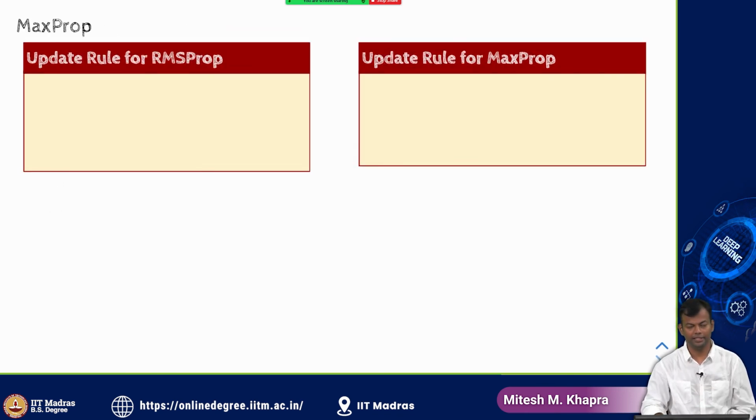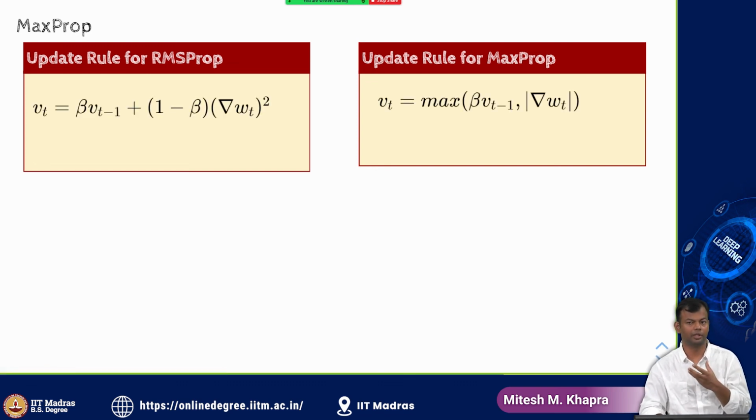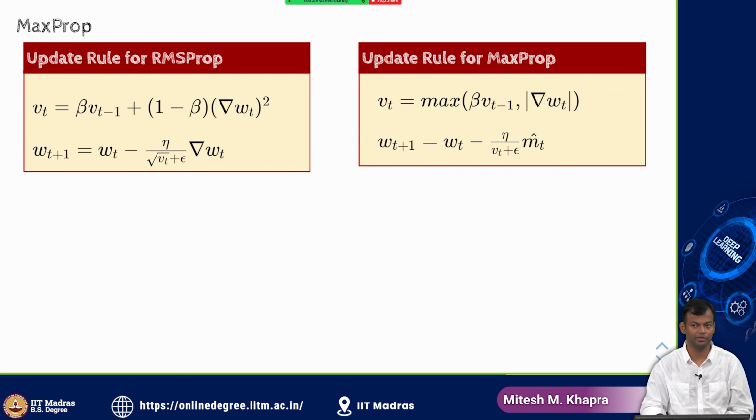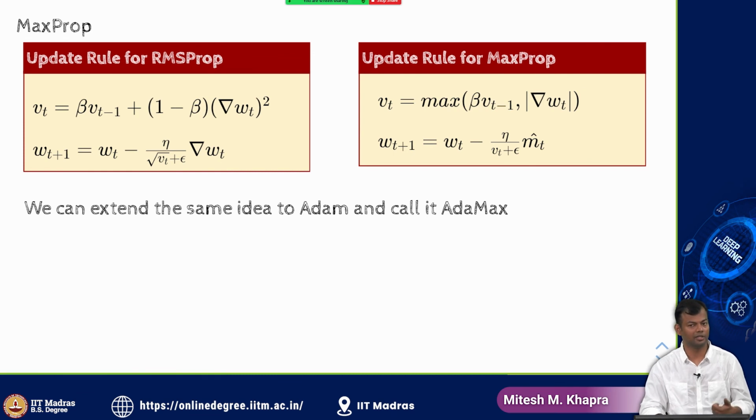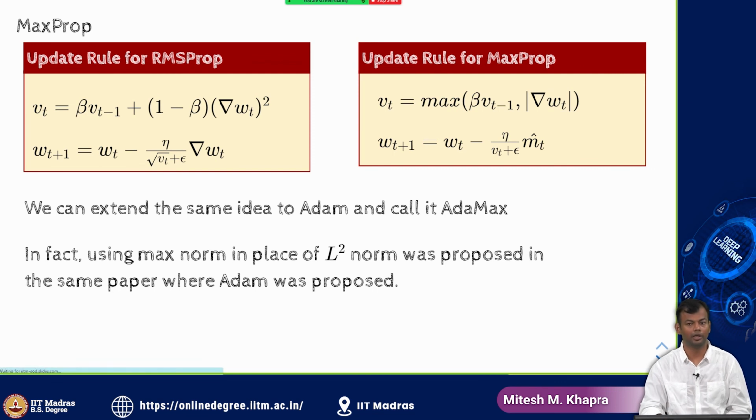Okay, so that brings us to the update rule of this MaxProp, which is the version of RMSProp using the max norm for VT as opposed to the L2 norm, and that's it, right? So this is as simple as it gets. You just replace the L2 norm by the max norm. And we can also extend this to Adam and call it Adamax. Right? So Adamax is actually an algorithm that is used in practice, right? So the key idea here was to use the max norm instead of the L2 norm, right? Okay.